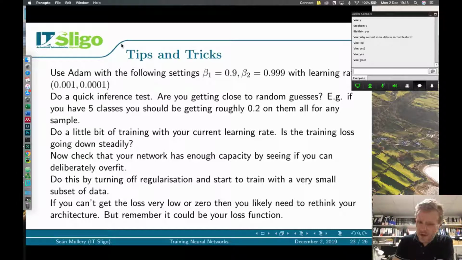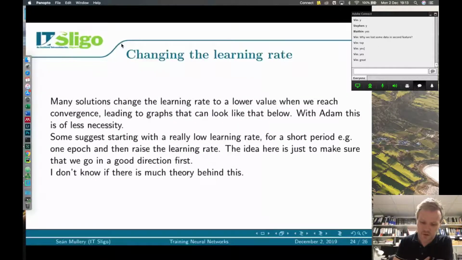So if you can't get the loss very, very low or 0, then you likely need to rethink your architecture, or you've made some other mistake. In other words, it should at least give you pause for thought. But remember, it could be something like your loss function going in the wrong direction.